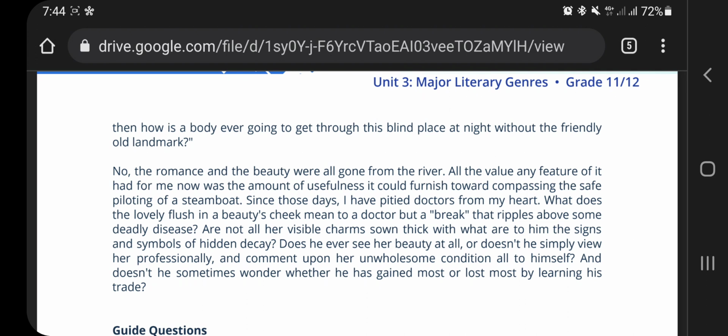Since those days, I have pitied doctors from my heart. What does the lovely flush in a beauty's cheek mean to a doctor but break that ripples above some deadly disease? Are not all her visible charms sown thick with what are to him the signs and symbols of hidden decay? Does he ever see her beauty at all? Or doesn't he simply view her professionally and comment upon her unwholesome condition all to himself? And doesn't he sometimes wonder whether he has gained most or lost most by learning his trade?